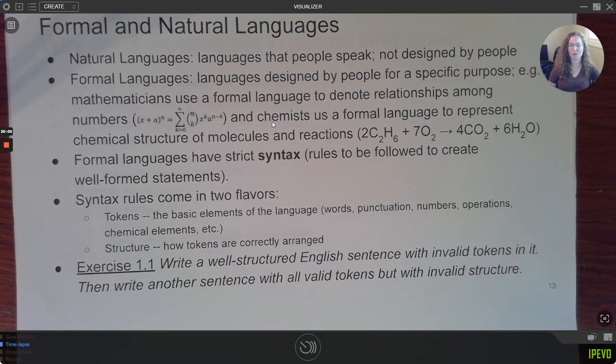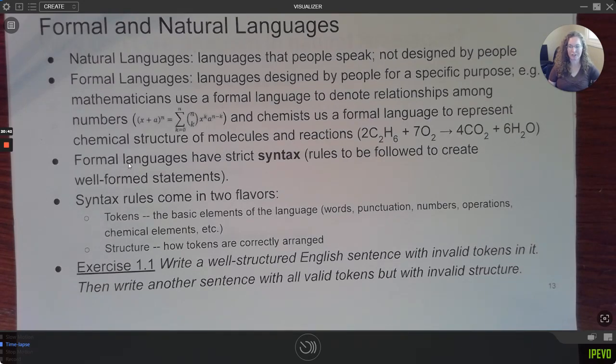Maybe you've also taken a chemistry course. Chemists use a formal language to represent the chemical structures of molecules and to represent what happens in chemical reactions. So if you were to look at this, you might say, oh, we've got 2 molecules of C2H6 plus 7 molecules of oxygen, O2, and when you put those together, you will get a chemical reaction that will produce 4 molecules of carbon dioxide and 6 molecules of water. That's what all of that means, and if you were a chemist, you would look at that and it would make perfect sense.